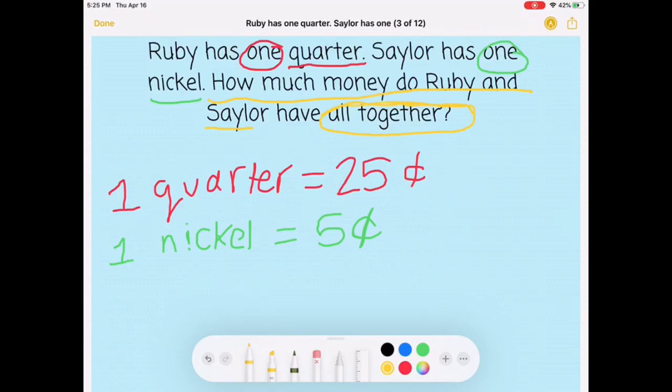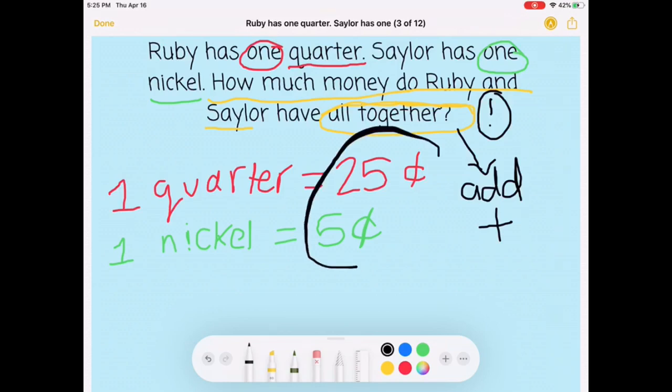These words all together are super important. They're super, super duper important because they tell me that we are going to be doing addition. We're going to be adding the 2 numbers together because we're going to combine Ruby's quarter and Sailor's nickel and figure out how much these numbers equal when we add them together. So let's give it a try.